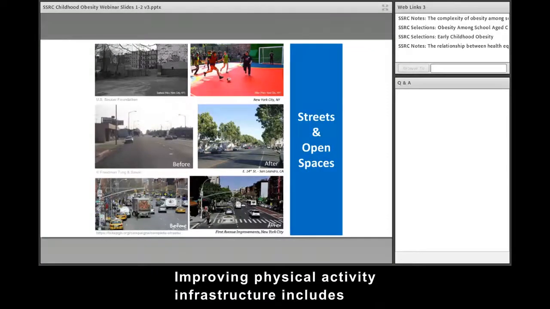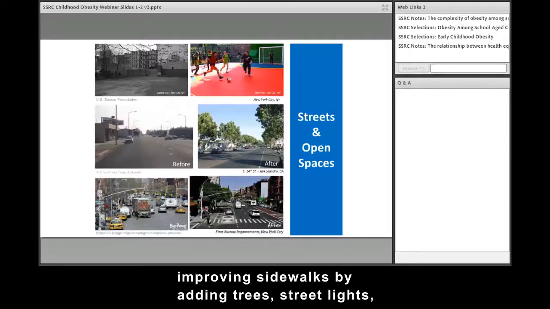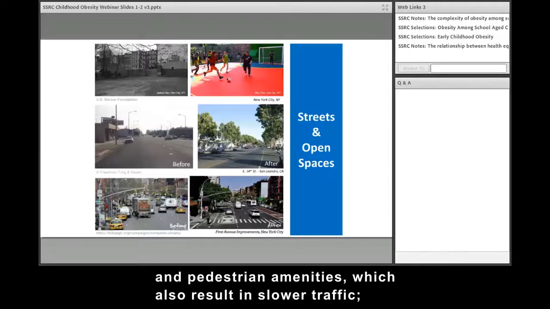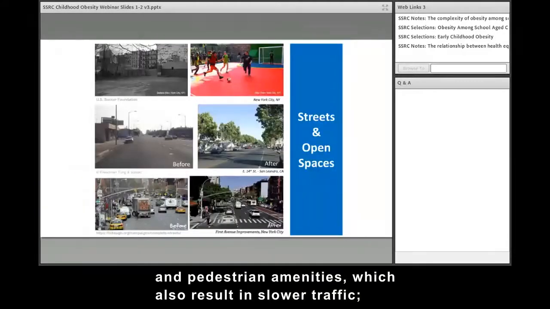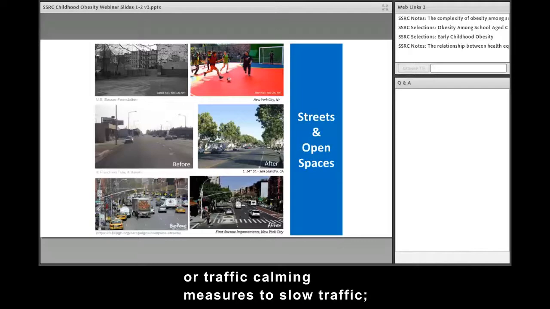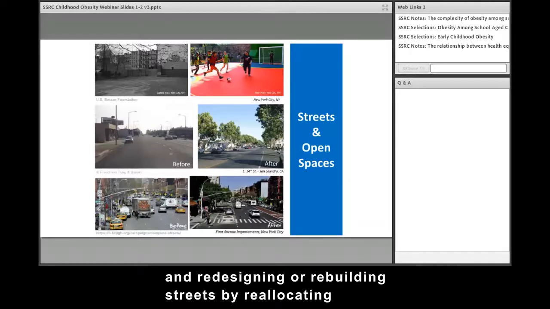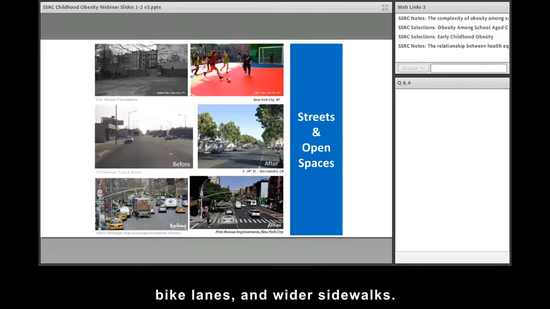Improving physical activity infrastructure includes turning vacant lots or parking lots into parks and play areas, improving sidewalks by adding trees, streetlights, and pedestrian amenities, which also result in slower traffic. Improving streets with bulb outs for shorter crossing distances or traffic calming measures to slow traffic, and redesigning or rebuilding streets by reallocating the right-of-way from car use to transit lanes, bike lanes, and wider sidewalks.